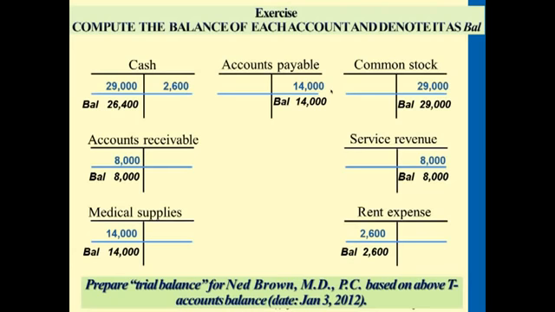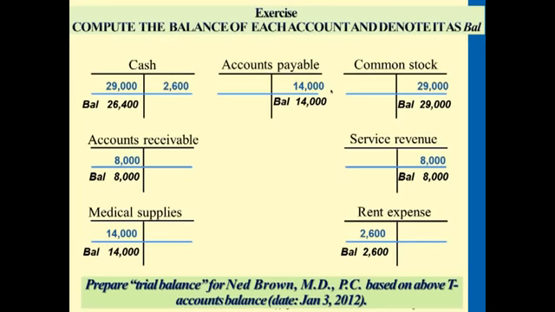If we were to do a trial balance, what are the first few accounts that we'll be listing? Start from cash, accounts receivable, medical supplies, and all of these are under the debit side. Right, so you have 26,400, you will have $8,000, I'm just omitting the accounts here, and you will have $14,000 here. Okay, now the next one would be which account? We will have accounts payable, $14,000. Will be under the credit side because liabilities normal balance is the credit side.